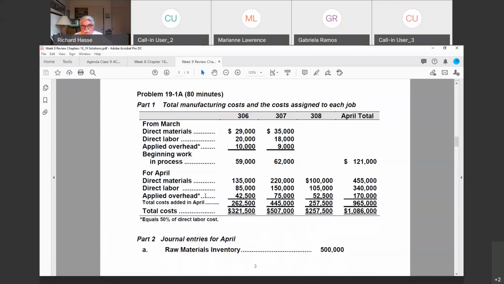Very good. So now we have the cost for April, and we have the total cost of producing. Let's say all the costs are in, the product is completed and assigned in April. So it cost us $321,500 to produce job 306, $507,000 for job 307, and $257,500 for job 308. The total cost of all three jobs is $1,086,000.